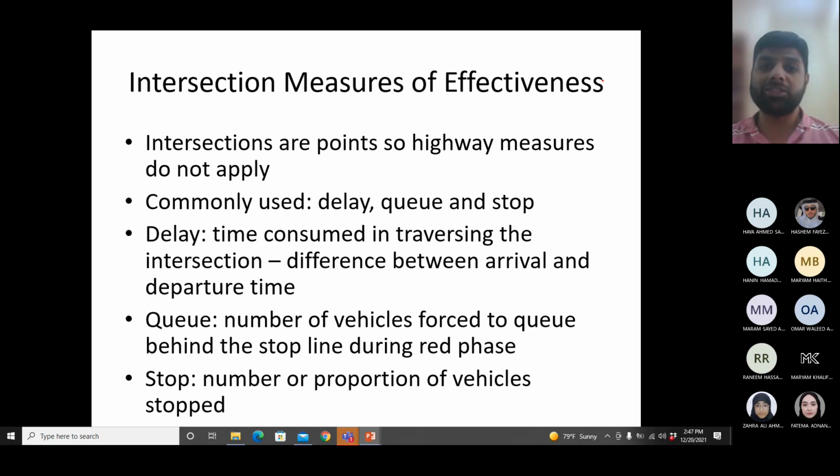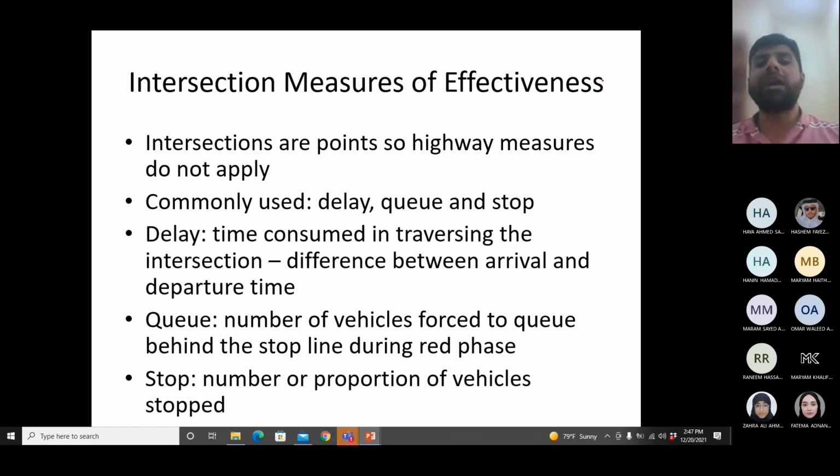So on intersection, we calculate the level of service and the effectiveness of the intersection in terms of delay, queue, and stops. Delay basically means the difference between the time which you consume in passing or traversing the intersection. And that is basically the difference between your arrival time and departure time.